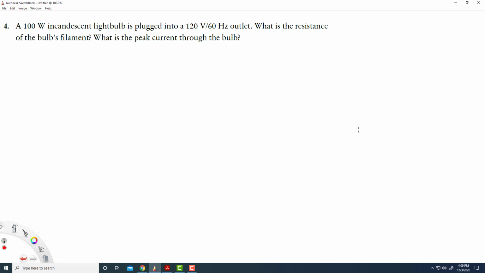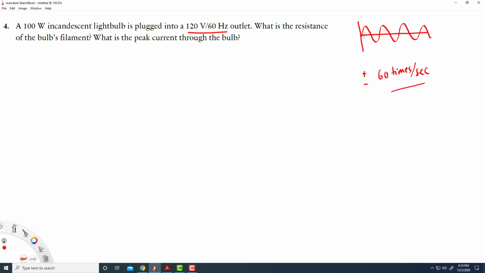You have a 100 watt light bulb that is plugged into a 120 volt, 60 hertz outlet. So this 60 hertz is the frequency at which the alternating current is oscillating, going up and down, or in other words, in the 60 hertz outlet the current is changing its polarity 60 times per second. So plus becomes minus, minus becomes plus. That happens 60 times per second.